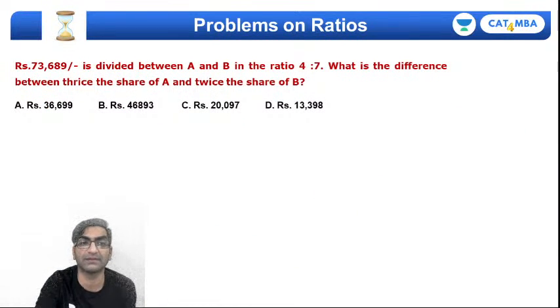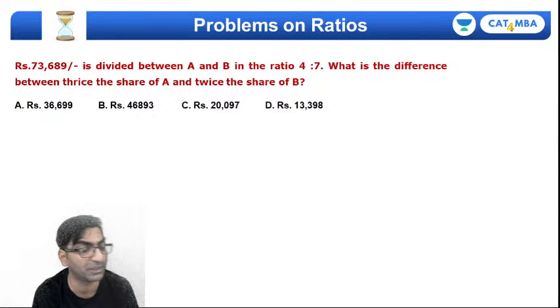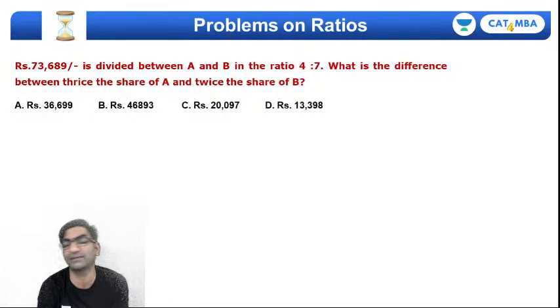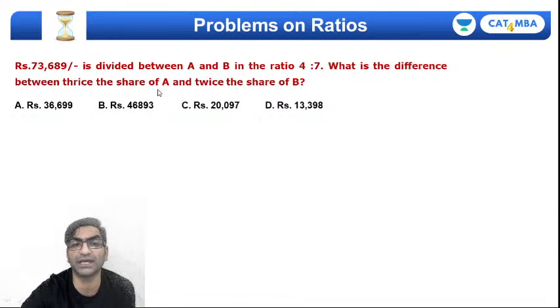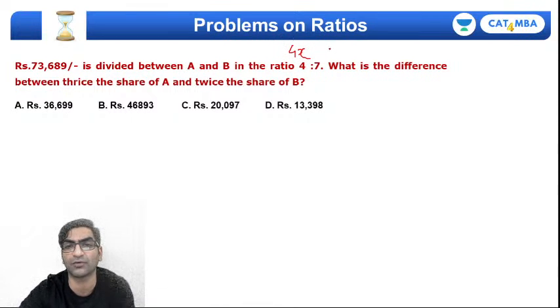Alright, here's another one. Given sum of 73,689 is divided amongst A and B in the ratio of 4:7. Find the difference between a multiple of A's share and another multiple of B's share, right? 30 seconds, guys. Come on, get this done. Very simple question. 73,000 has to be divided between A and B, right? So you want share of A, you want share of B. Simple approach would be, let's say the shares are 4x and 7x. The total money is 73,689, right?